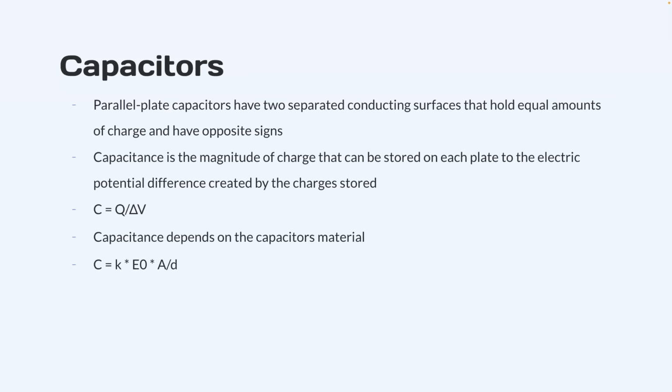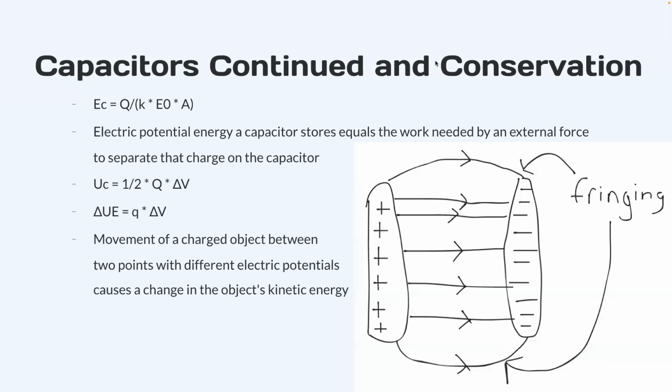Capacitance depends on the capacitor's material. So C is also equal to K times E0 times A over D. So EC is equal to Q over K times E0 times A. That's the electric potential energy of a capacitor. No, sorry. That's the electric field created by a capacitor.